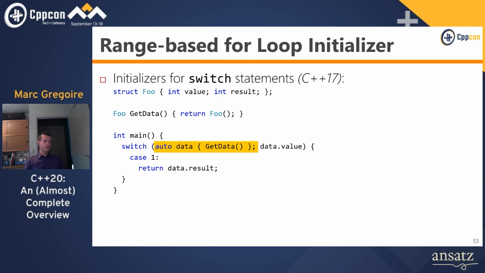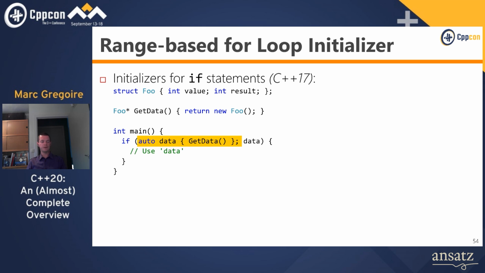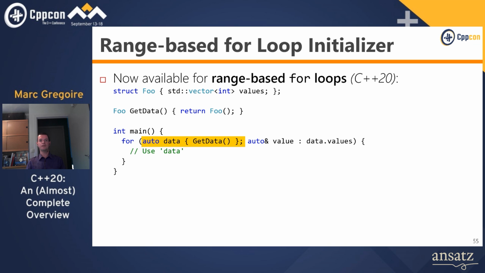In C++17, initializers for switch statements were added. So basically the syntax is as follows. You can initialize any kind of variable you want here, and then it's available here and in the body of the switch statement. Similarly, C++17 has added support for initializers in if statements. Same syntax, you can initialize any variable you want here. It's available in the expression here and in the body. And now C++20 added support for similar initializers in range-based for loops. Again, using the same syntax, you can just initialize any variable you want here. It's available in the expression here and in the body.